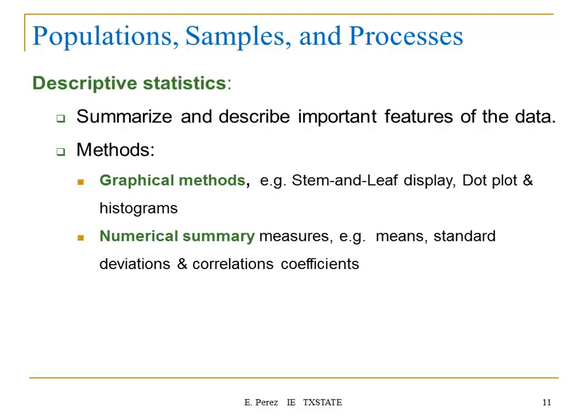Then we talked about descriptive statistics and the importance of them, which allow you to summarize and describe some important information or features of the data. And we talked about two methods, the graphical method and the numerical summary. So we already covered this portion. We talked about the mean, the standard deviation, correlation coefficients are going to come later in the class. But we also talked about the mean and variance. So those specific measurements are part of the numerical summary.